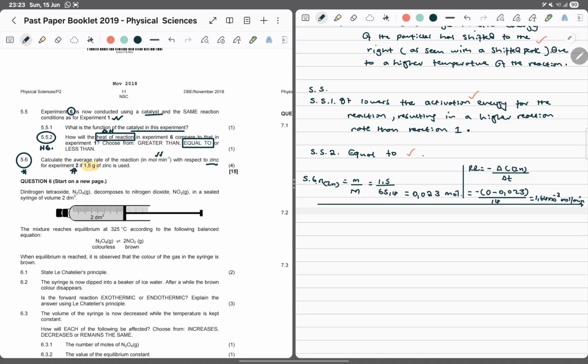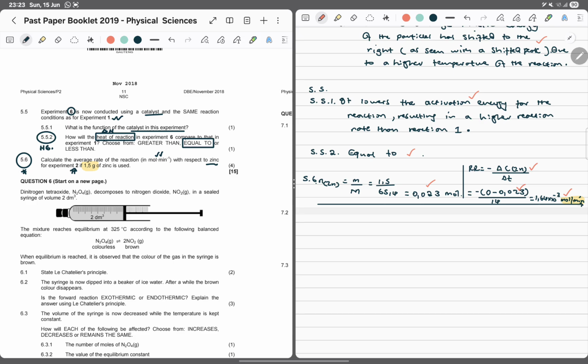Right, so this was an easy basic standard grade calculation. There was nothing tricky here. Okay, so basically finding the number of moles here is important. Writing the formula, substitutions, and the answer provided the unit is as it is required. If not, we lose the last mark.